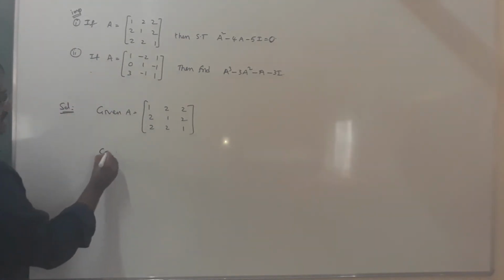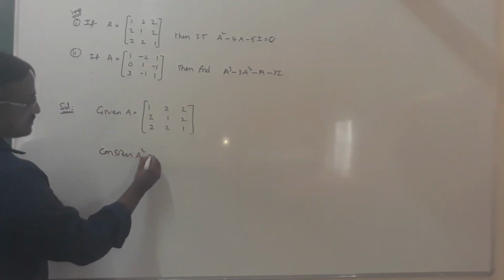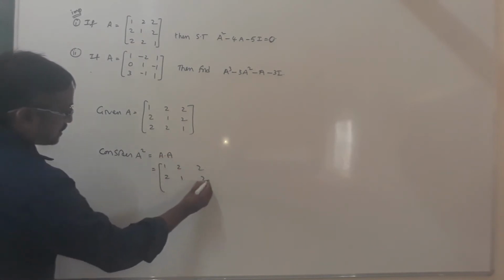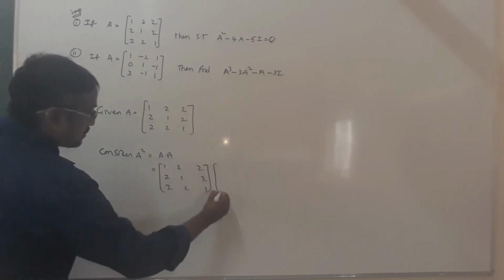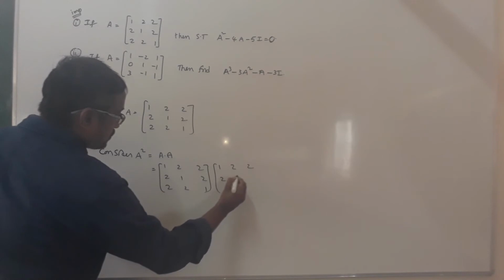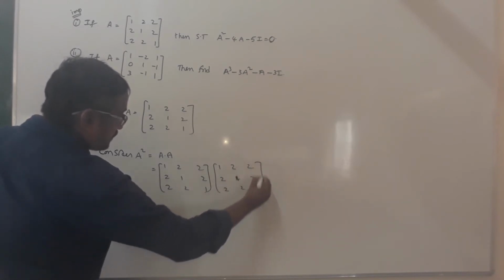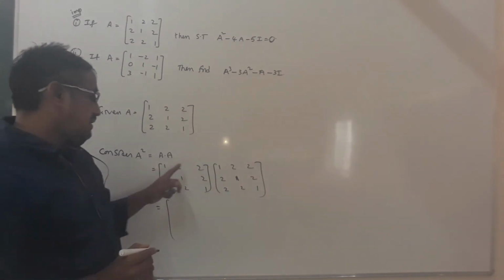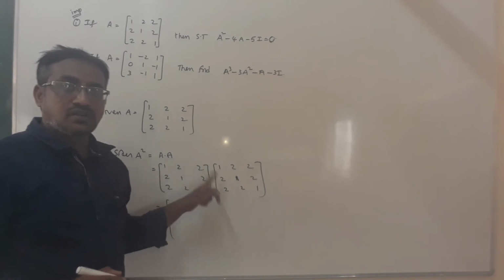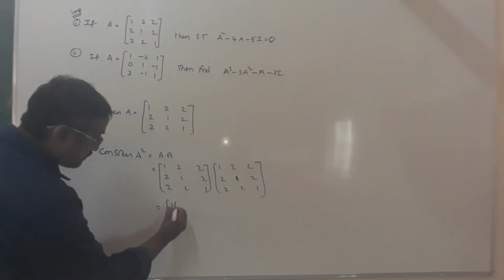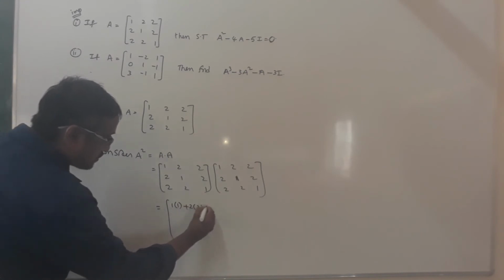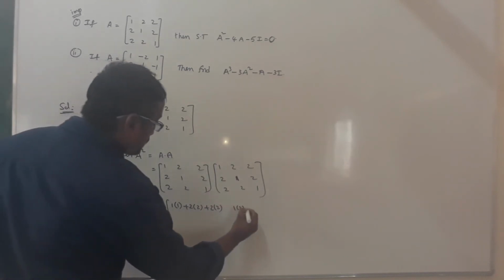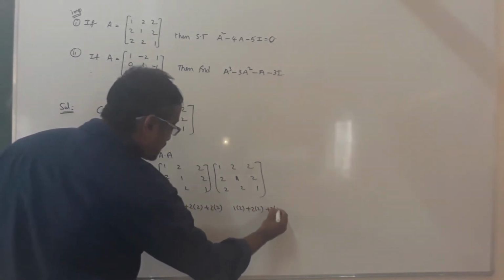So first let us consider A square. A square is A into A. So matrix 1, 2, 2, 2, 1, 2, 2, 2, 1 into matrix 1, 2, 2, 2, 1, 2, 2, 2, 1. You have to multiply row with column. First row, first column: 1 into 1 plus 2 into 2 plus 2 into 2. First row, second column.